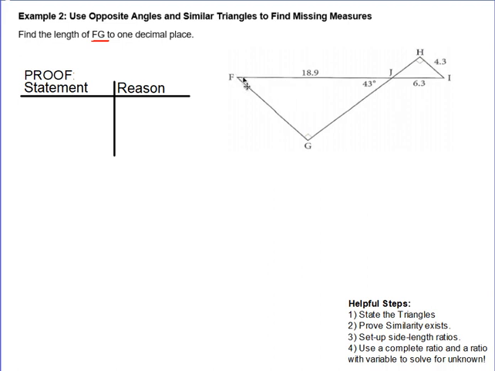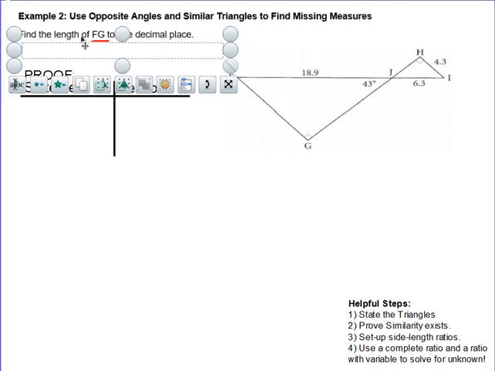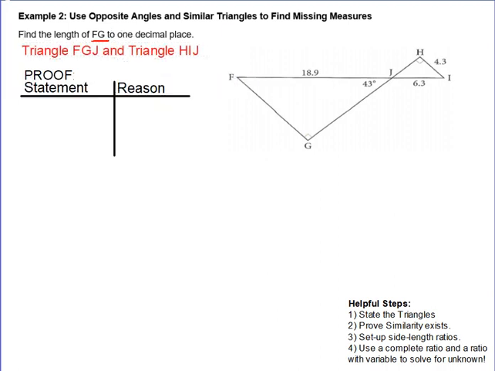There's FGJ and HIJ. Right? You see those two triangles there? So maybe we could go ahead and write them down. Triangle, that'll be step number 1, we'll put there. Triangle FGJ and triangle HIJ. Now, what it doesn't tell us in this question is that the triangles are similar. So that leads us to part 2. We have to prove that these two triangles are in fact similar.